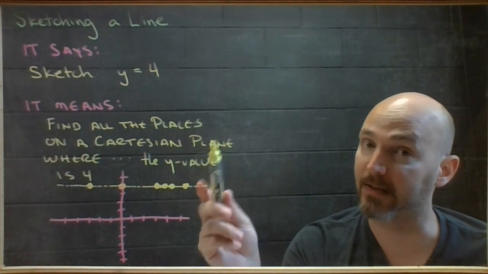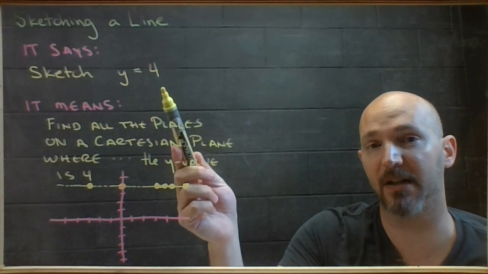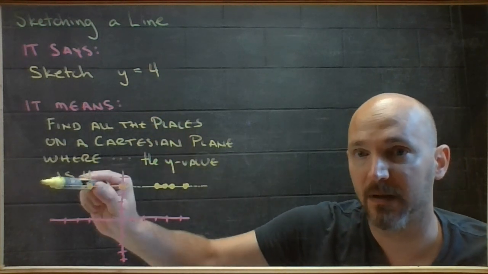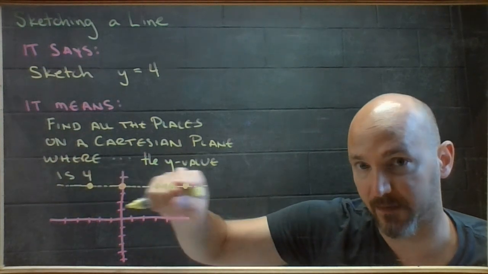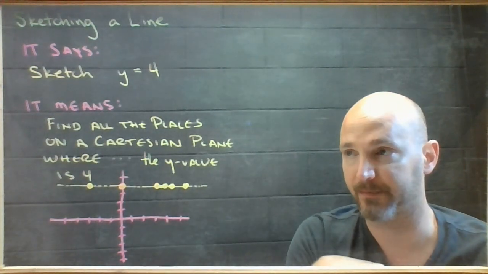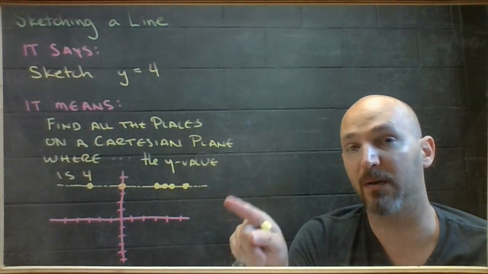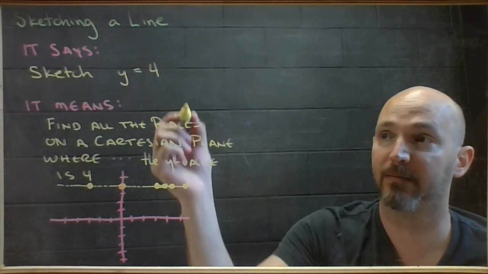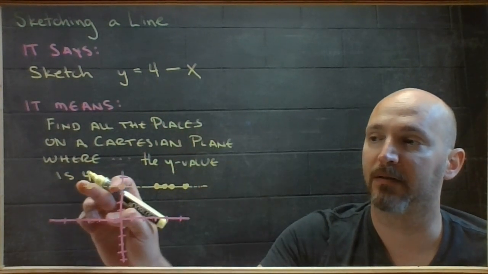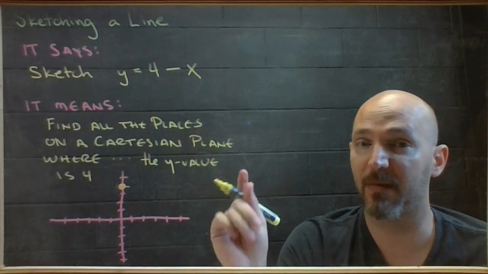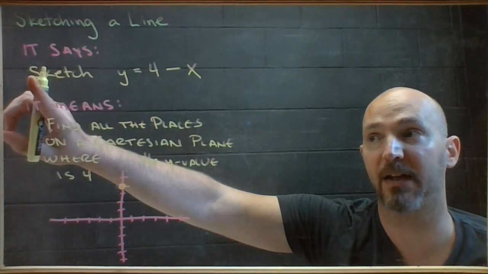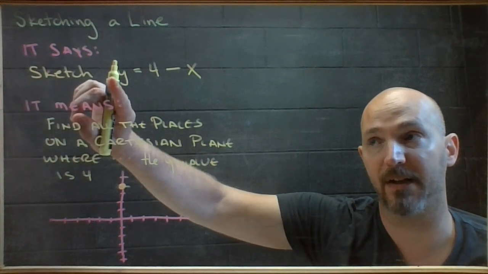So when you are asked to find all of the places on a Cartesian plane where the y value is a particular number, you end up with a whole bunch of places because there are lots of them. And they'll all line up just like so in a nice horizontal pattern. If I want to make this just a touch more complicated, like this, I've changed my sentence. I haven't changed the front part. It still says, find all the places on a Cartesian plane where the y value is 4.